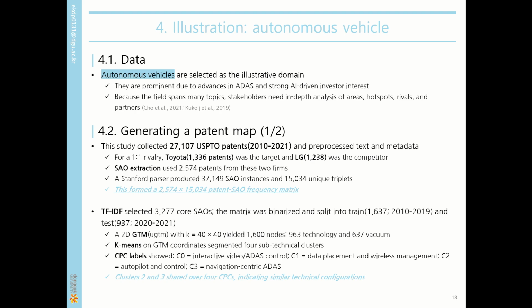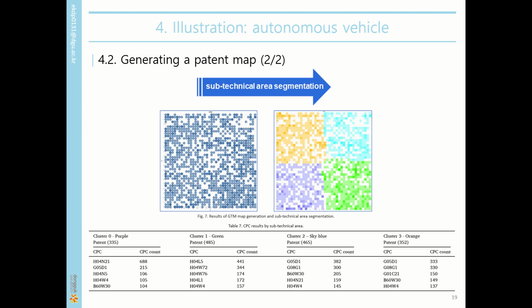Using GTM, a two-dimensional GTM on a 40 by 40 grid produced 1,600 nodes, and the study clustered the coordinates into four subtechnical groups labeled by CPC: interactive video and ADAS control, data placement and wireless management, autopilot and control, and navigation-centric ADAS. Clusters 2 and 3 share multiple CPC codes, indicating similar technical configurations. The figure and table below describe the patent map creation process.